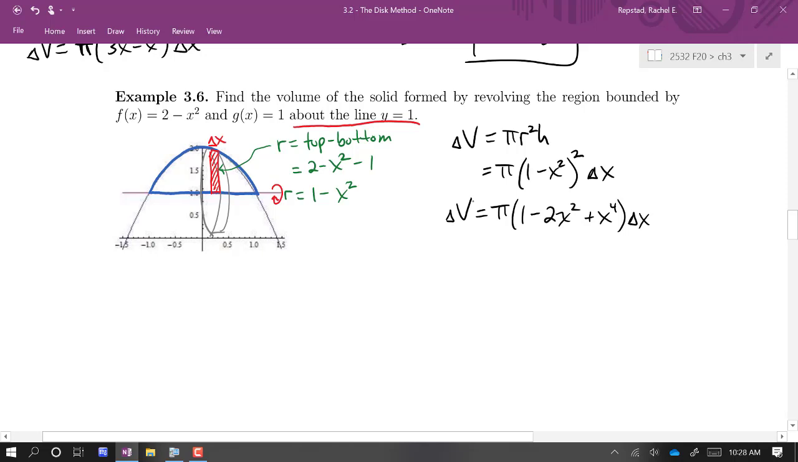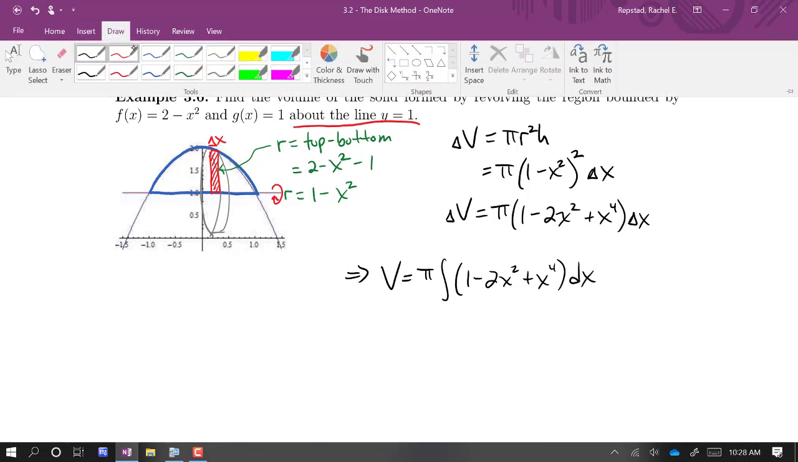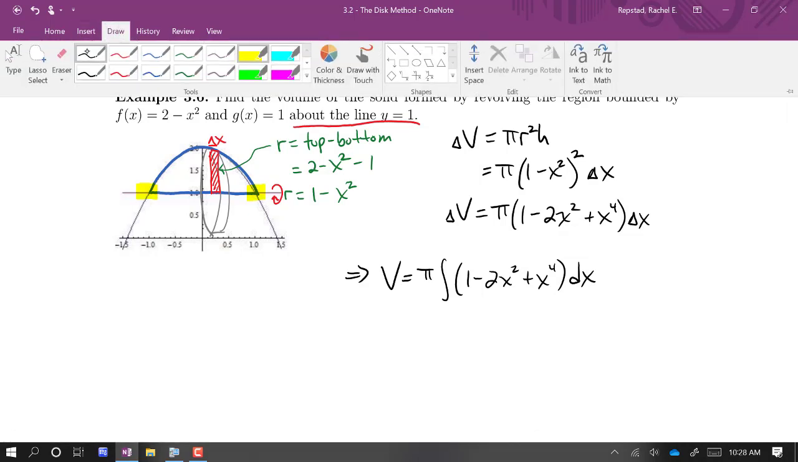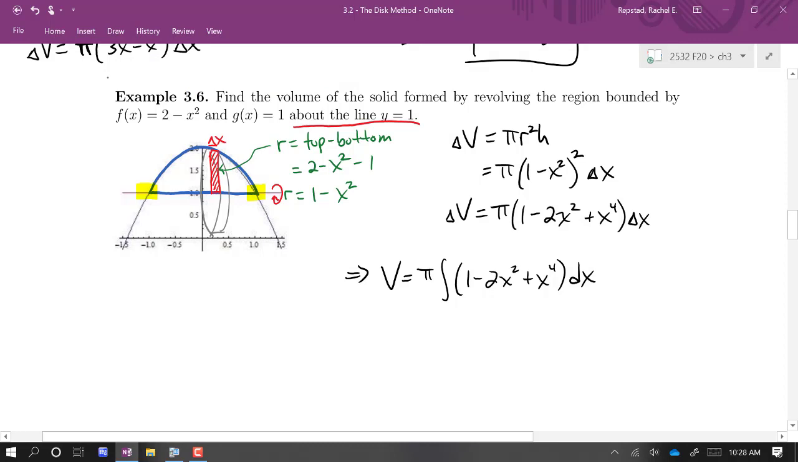So there's our volume of the sample disk, and that means the volume of the solid of revolution, the whole thing, is pi times the integral of 1 minus 2x squared plus x to the 4th. The only thing that we're missing are the limits, and those limits are going to come from these points where the two curves intersect, or where the parabola intersects with the line.